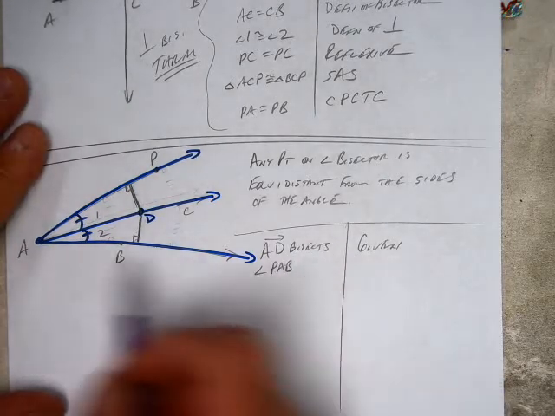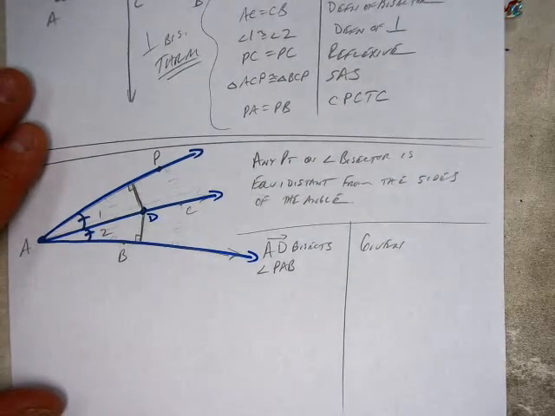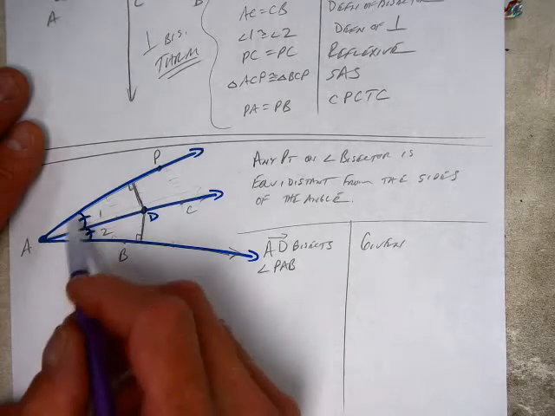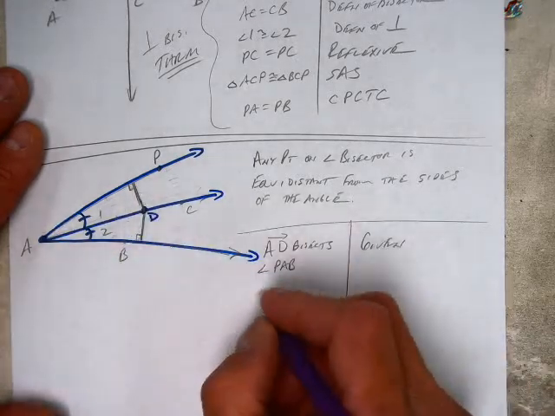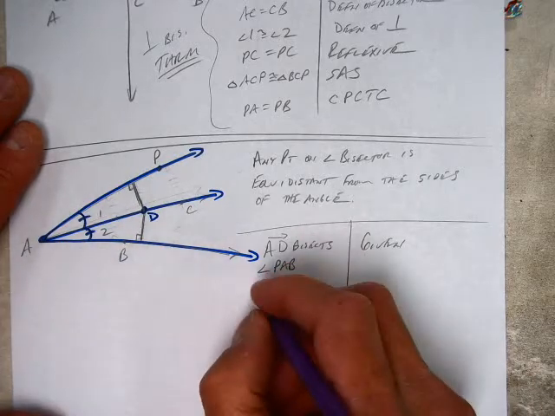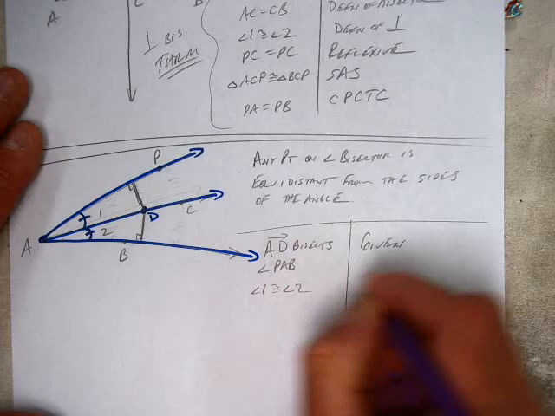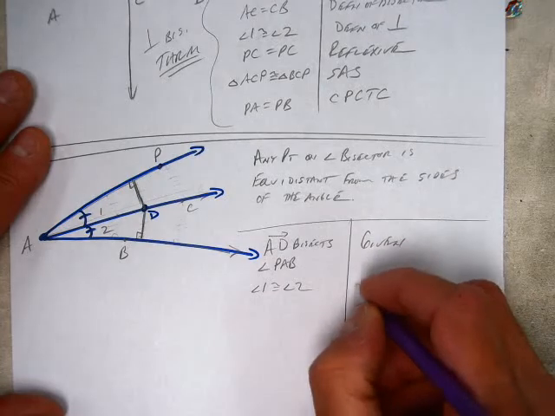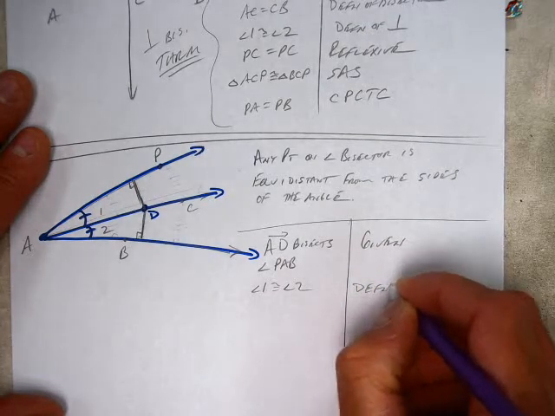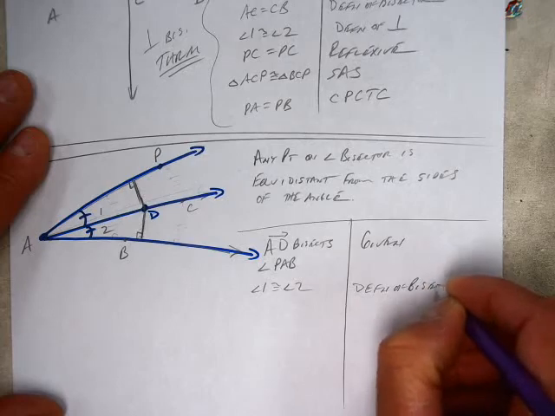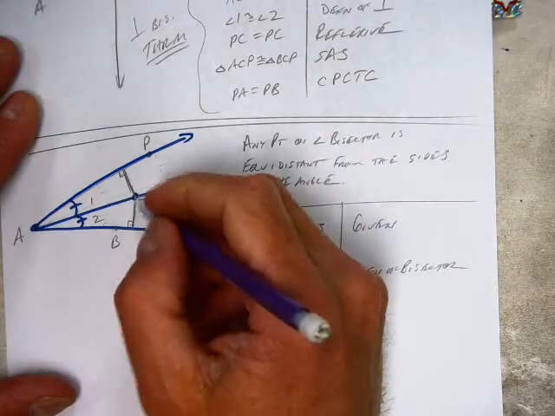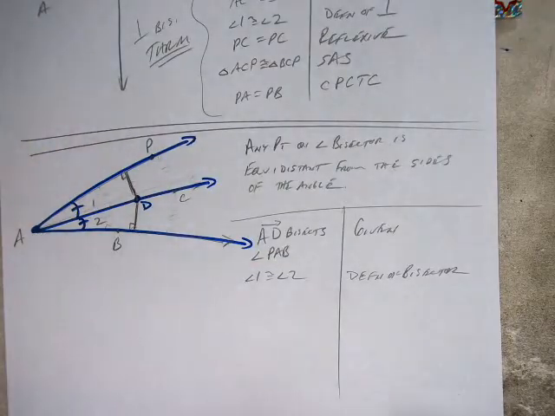Okay, if AD bisects PAB, what's true? I already have a label, but I shouldn't have it in my proof. PAB equals DAB. How about I just go angle 1, angle 2? Why are angle 1 and 2 the same? Yeah, because it bisects it. And we know that this has got to be perpendicular. That's just a kind of a duh part.